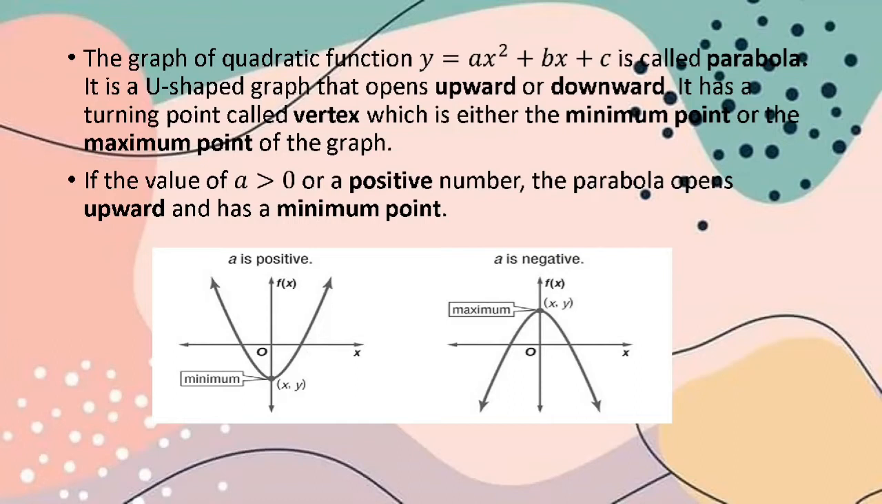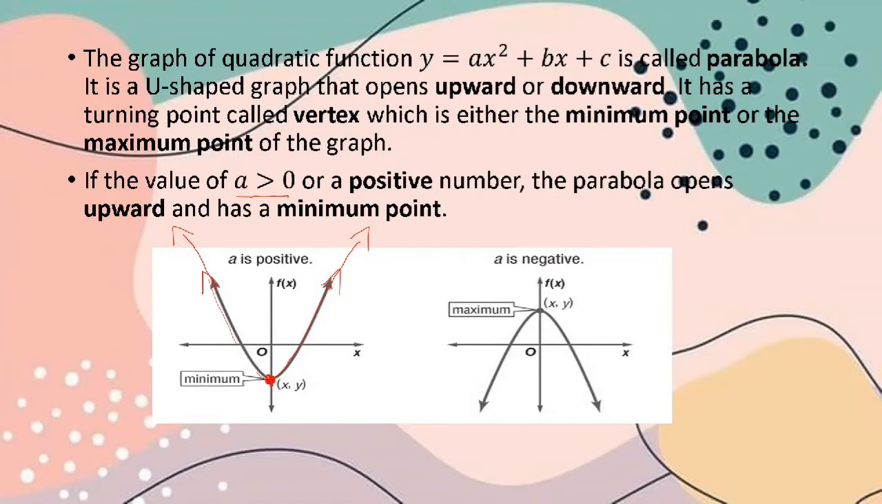So, if the value of A is greater than 0, or it is a positive number, then the parabola opens upward. So, ito yung parabola natin, opens upward. And then, kung makikita nyo, it has an arrow. Ibig sabihin yan, extended. So, pwede yan lumagpas dyan. Habang tumataas siya, tumataas yung value ng coordinates natin. But, we have the minimum point. Ito yung minimum point natin or tinatawag nating vertex.